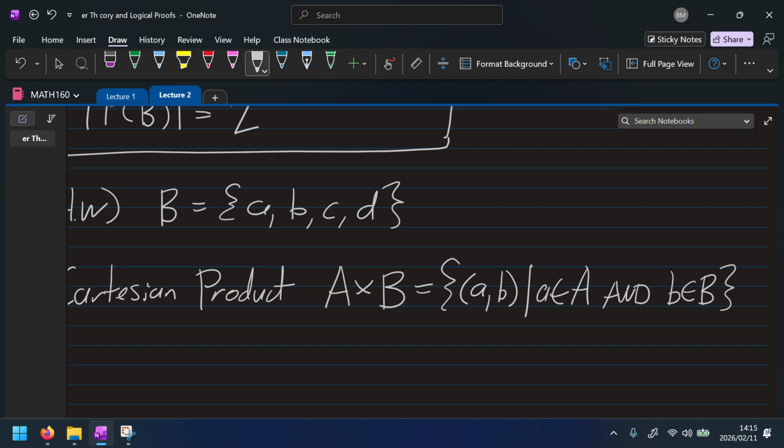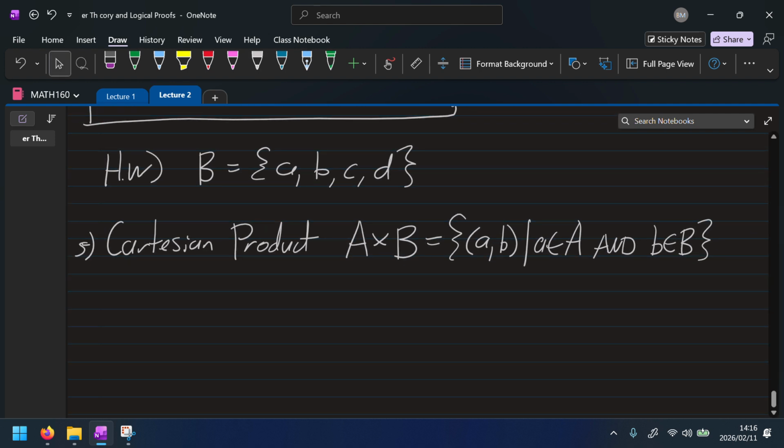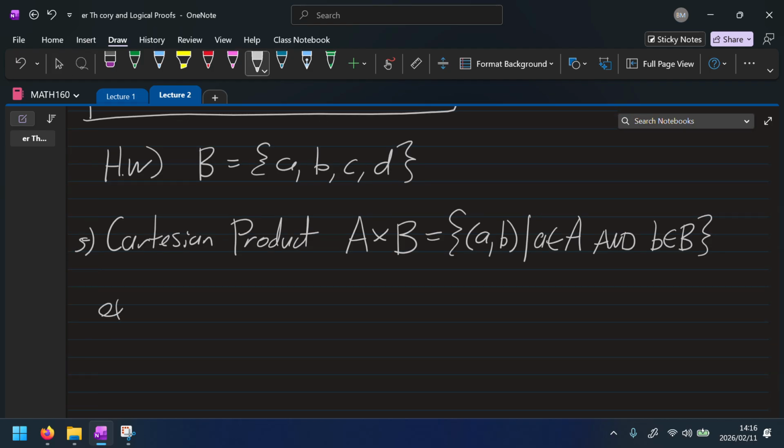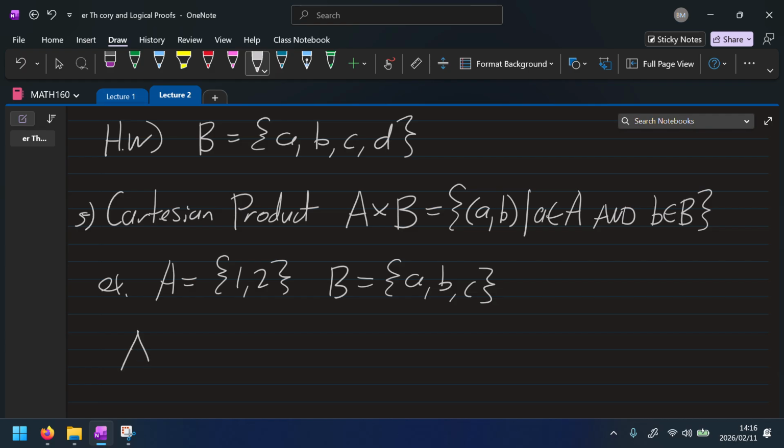The order does matter here. For sets, it doesn't matter; for the Cartesian product, it most definitely does matter. So we're going to look at a quick example. Let's say A is the set {1, 2}, and B is the set {a, b, c}. These can be anything. A can be numbers, B can be something else. It doesn't matter. What we want to do is form the Cartesian product.